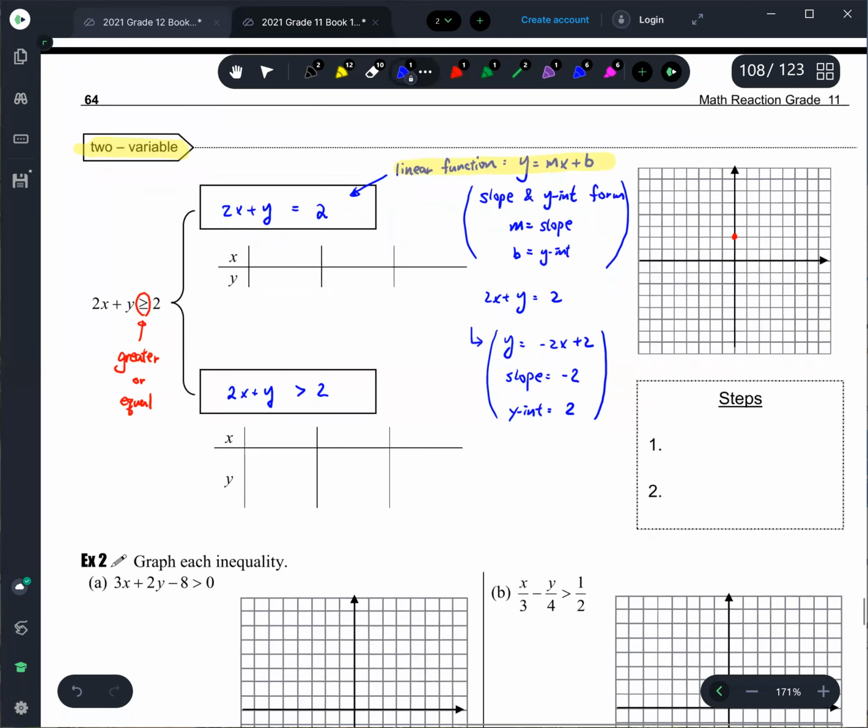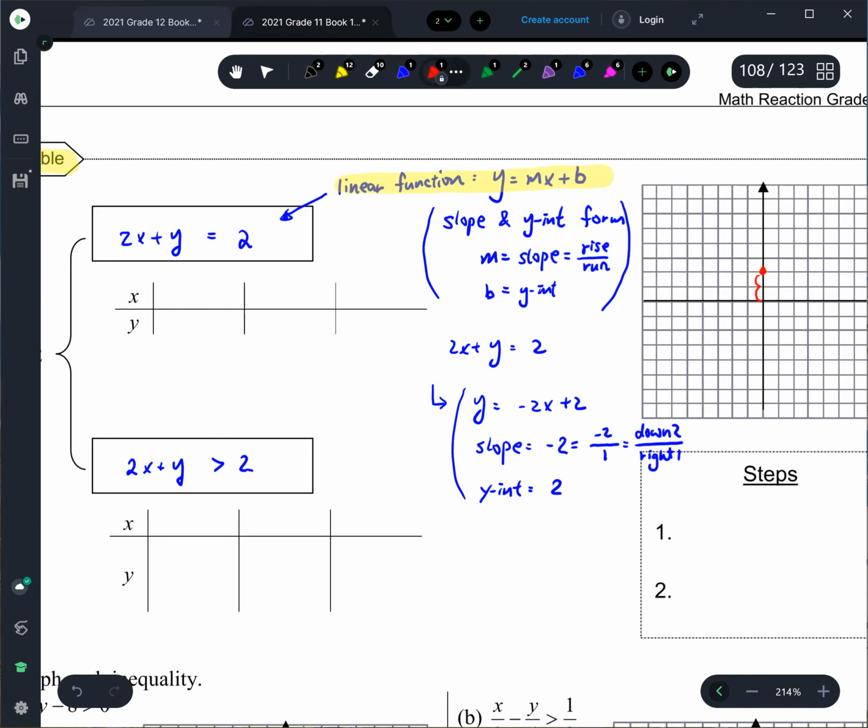Something you learned from before, we're using it now again. Starting from your y-intercept, you need to move down 2, and then, sorry, not right 2, right 1. Did anyone notice the mistake? Okay, right 1. So right 1 will be here.